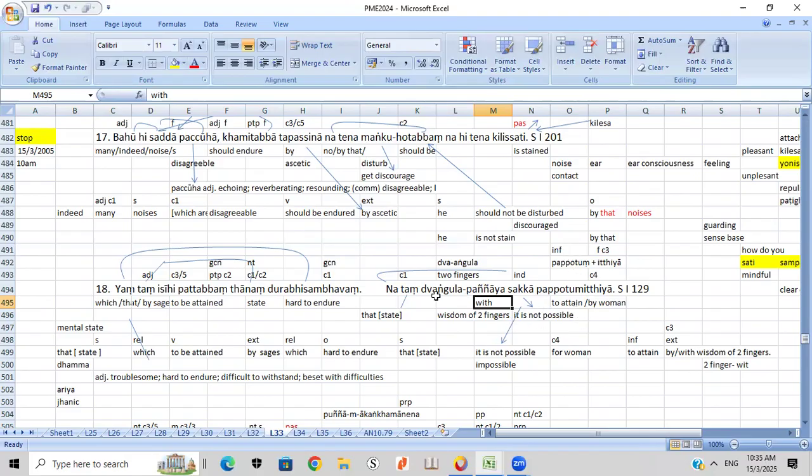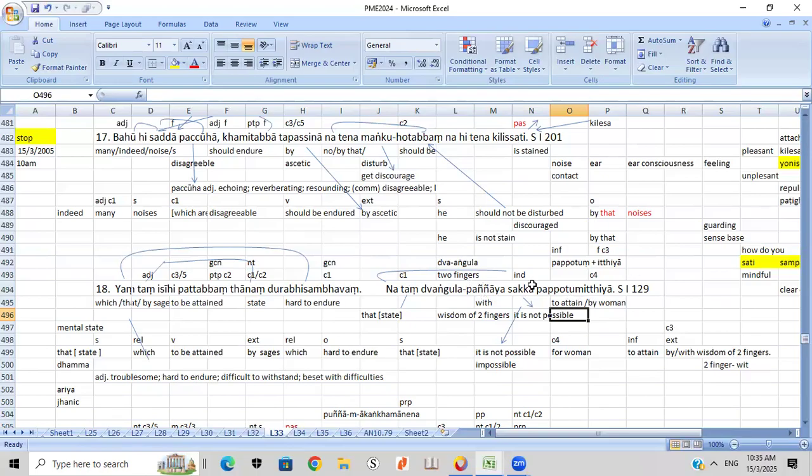That means you could put that. So when you join this up, in this case, you say that state, you don't need to mention it anymore. If you mention this, you don't say that state, there is no need, because it is referred to that state. So you remember this one. So not possible to attain by a woman. Okay.